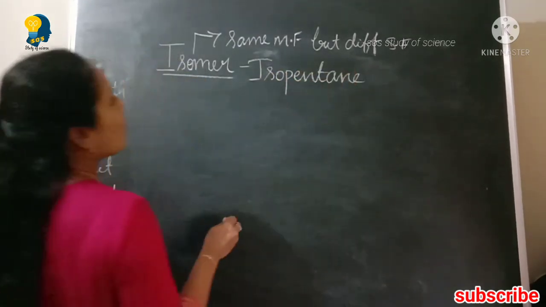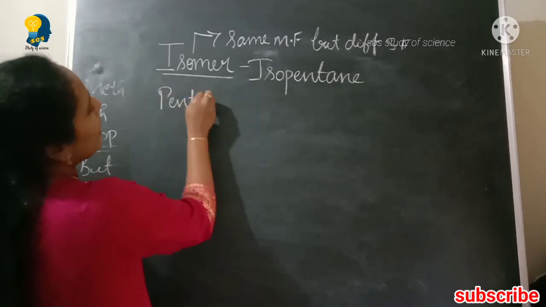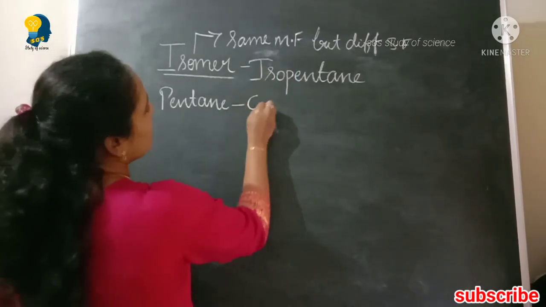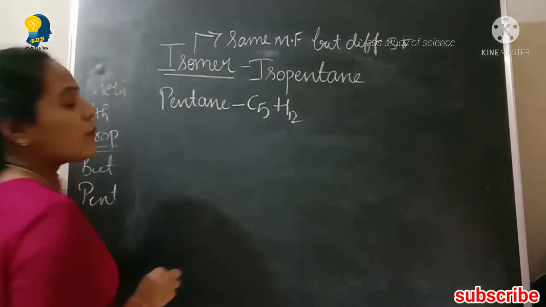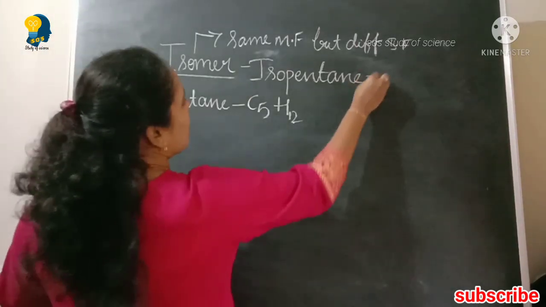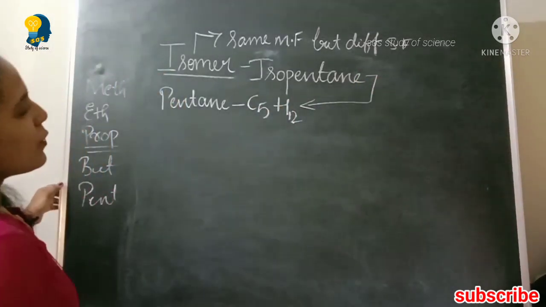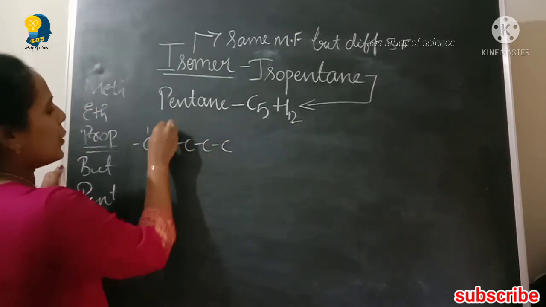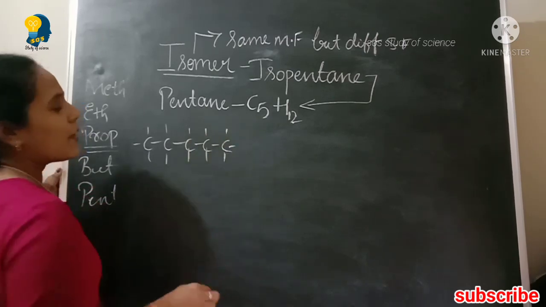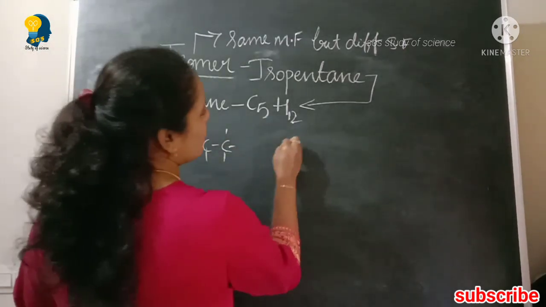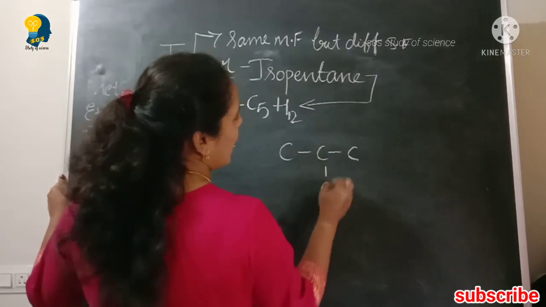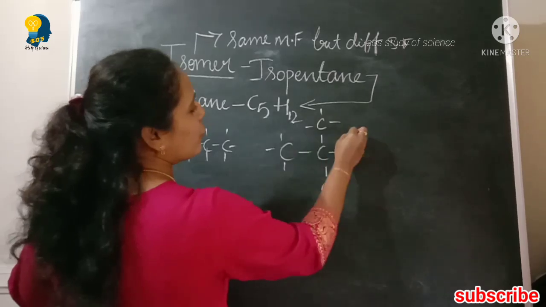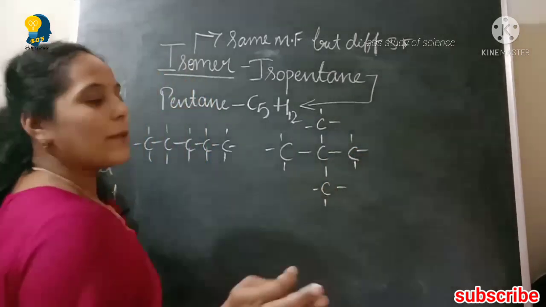What is the formula for pentane? Pentane's formula is C5H12, and even for isopentane it is C5H12. For pentane we write a straight chain of 5 carbons and 12 hydrogens. In the case of isopentane, we write 1, 2, 3, 4th carbon and branch the 5th carbon like this. Minimum 3 carbons should be in the straight chain, and the remaining carbon atoms you can branch.